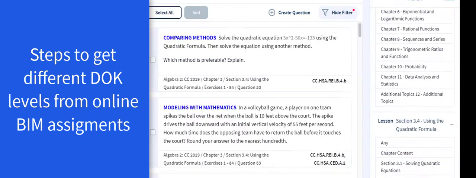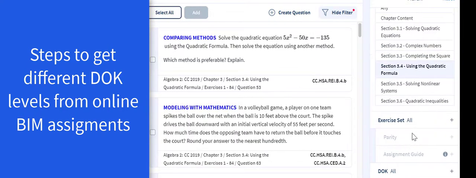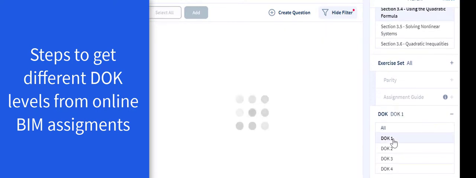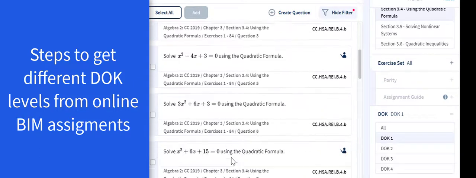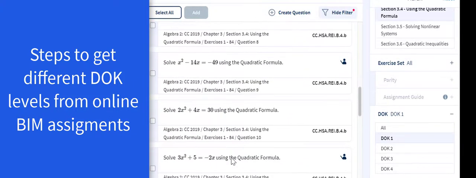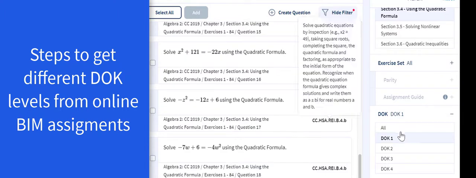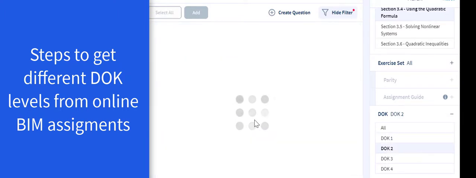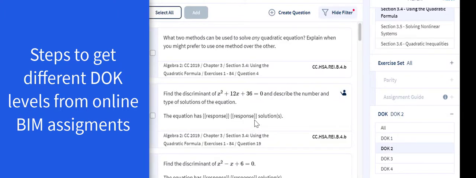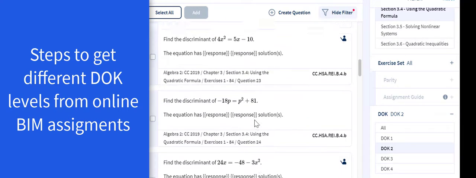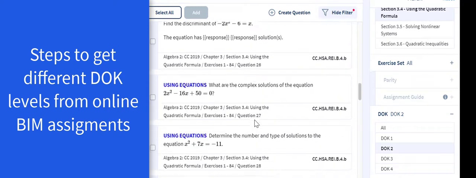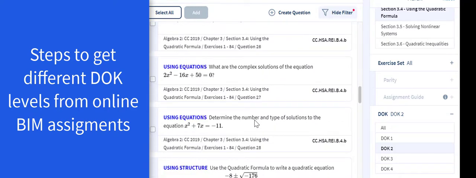3-4, quadratic formula. And if you scroll down here, you can see there's DOK levels, so your depth of knowledge levels. So if I go to DOK 1, here's the questions that Big Ideas considered depth of knowledge 1. There's a lot of solve there. And if I go to depth of knowledge 2, we get like which two methods can be used. Find the discriminant. Using equations, what are the complex solutions?